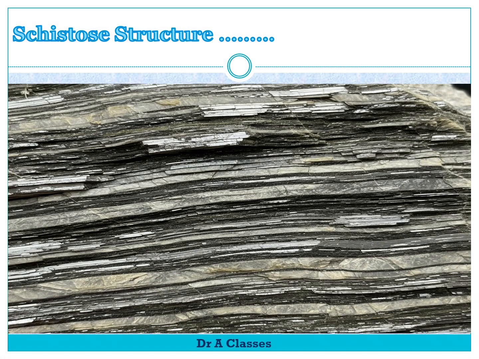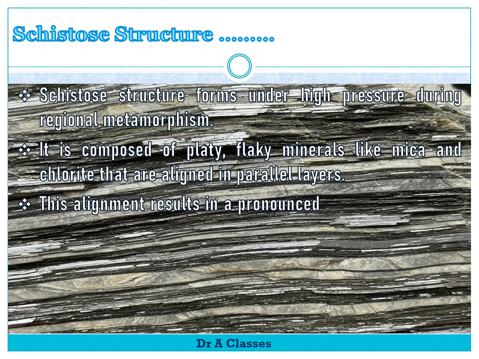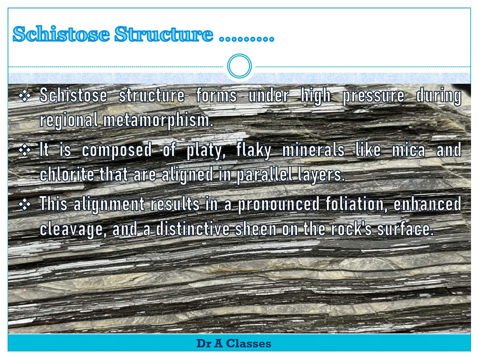Schistose structure. The image shows a metamorphic rock exhibiting schistose structure characterized by parallel alignment of platy and flaky minerals. The layers appear thin and continuous, giving the rock a distinct foliated appearance. Such structures are developed due to the alignment of platy or flaky minerals like mica, chlorite, and talc, imparting a foliated or layered texture, typical of schist and indicating a high degree of metamorphism.